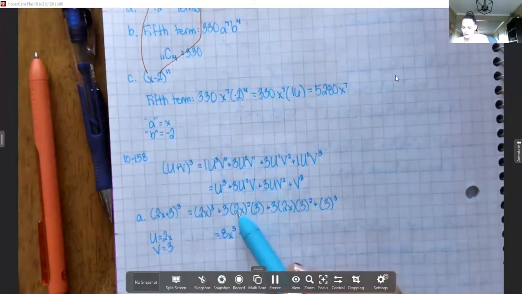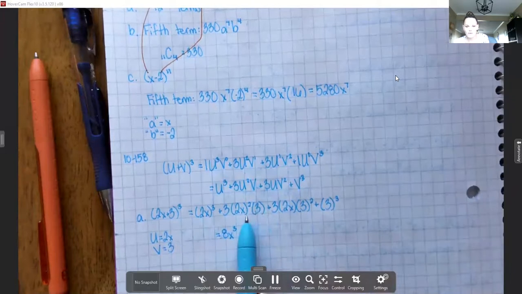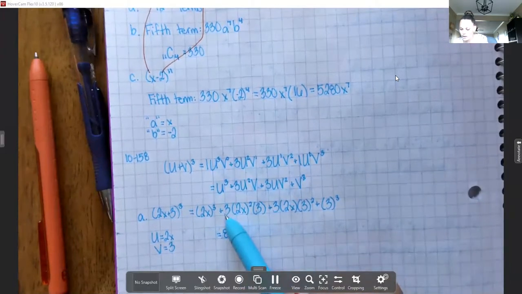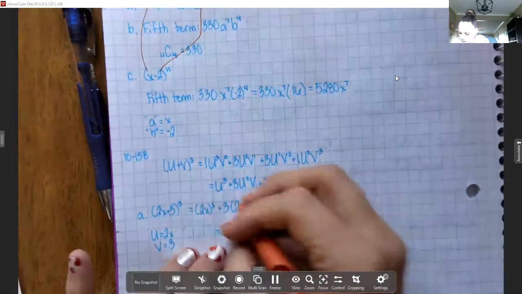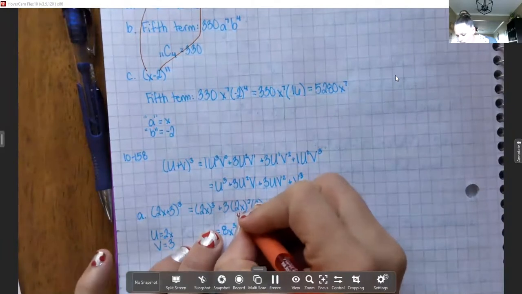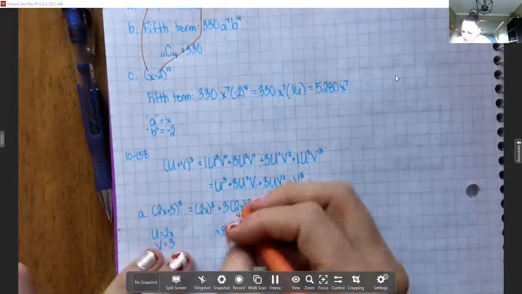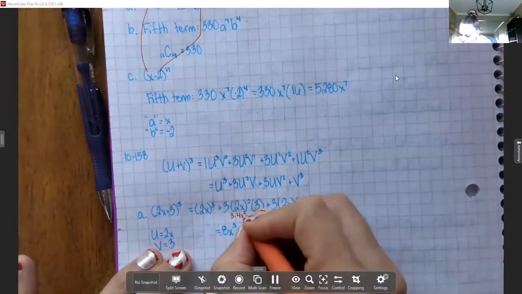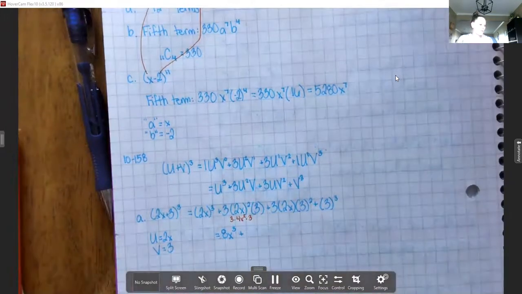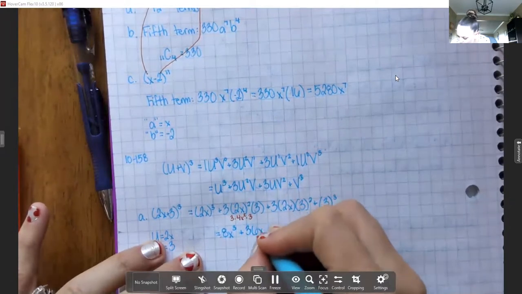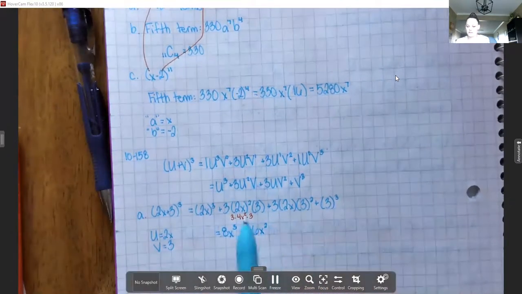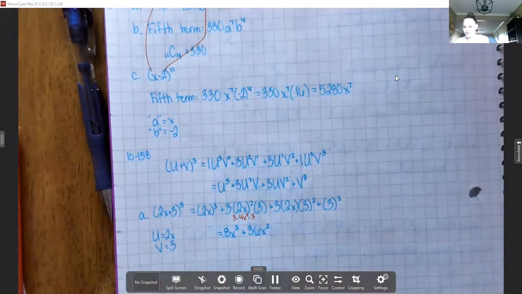Plus this term right here. So we have a couple things going on. We have 3 times 2x squared times 3. So 2x squared here, this part becomes 4x squared without parentheses. So this is 3 times 4x squared times 3, which becomes 36x squared because you're just multiplying all those numbers together. 3 times 2 times 2 times 3.